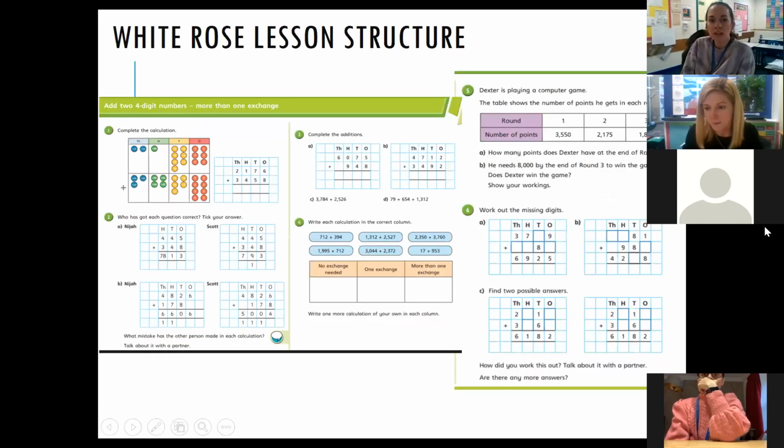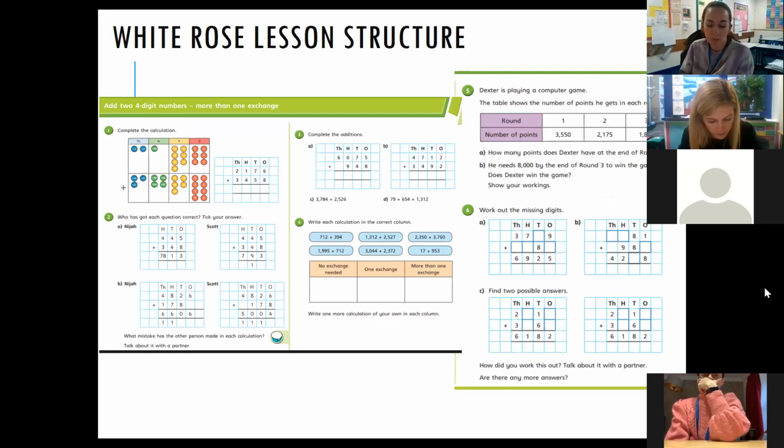Okay, so moving on to the layout of how the White Rose looks. I know you'll probably be really familiar with this because these are what's uploaded on the website at the moment for home learning. Obviously, when the children were at home learning, you will have had access to these as well. Just to explain how they're laid out.